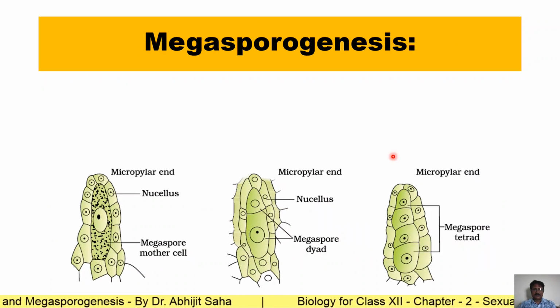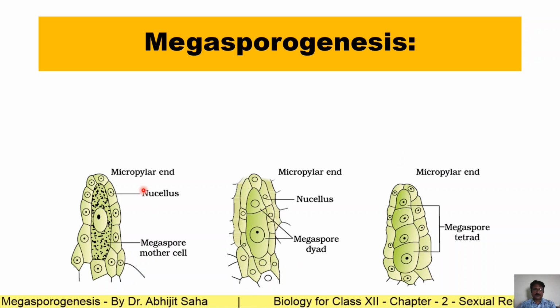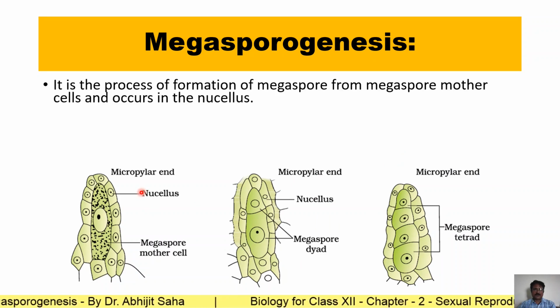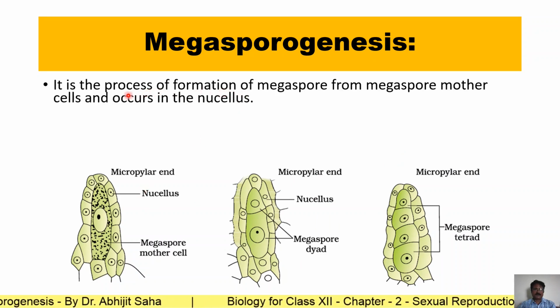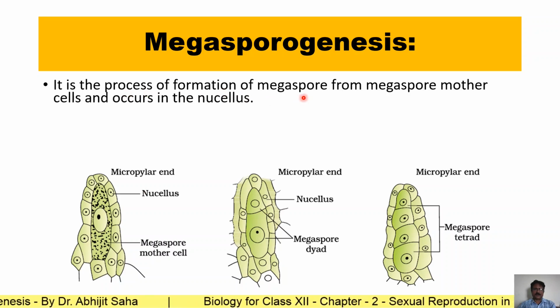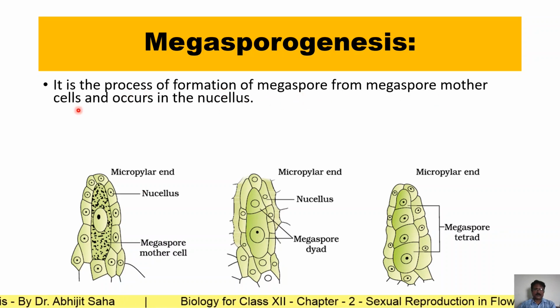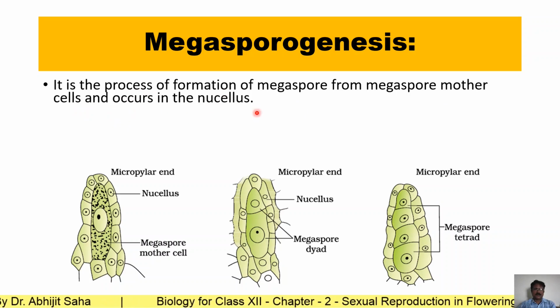Now let us see the steps of development. Megasporogenesis. Megasporogenesis is the process of formation of megaspore from megaspore mother cell, and it occurs in the nucellus.